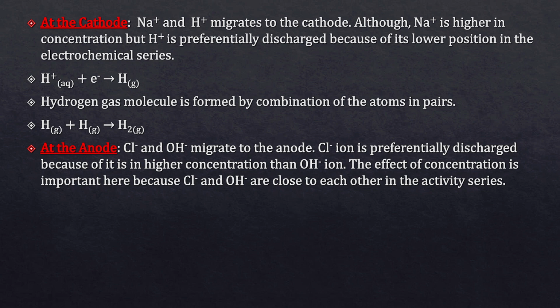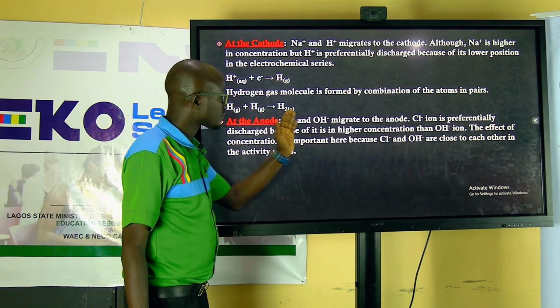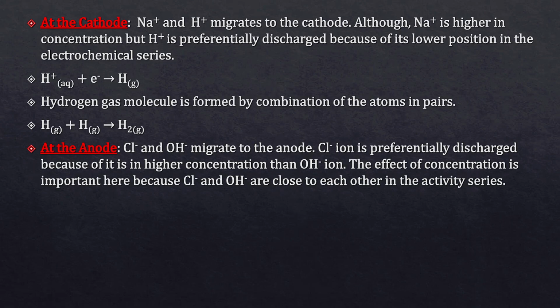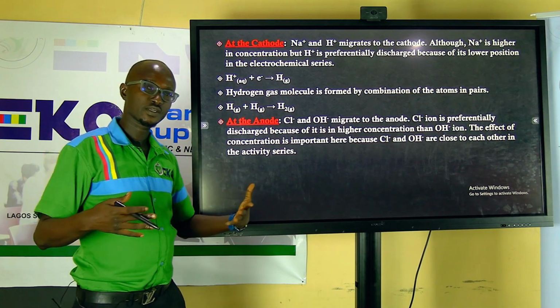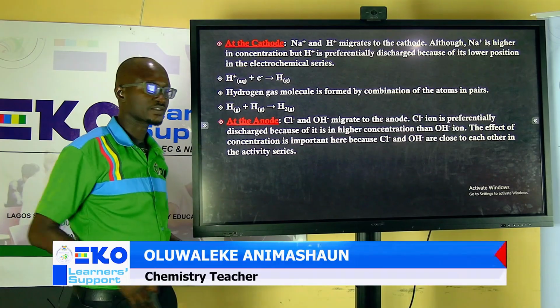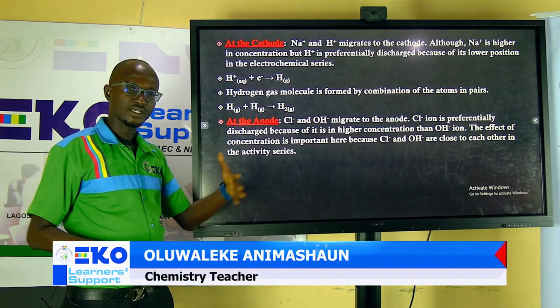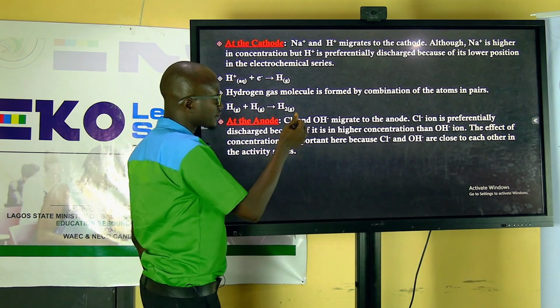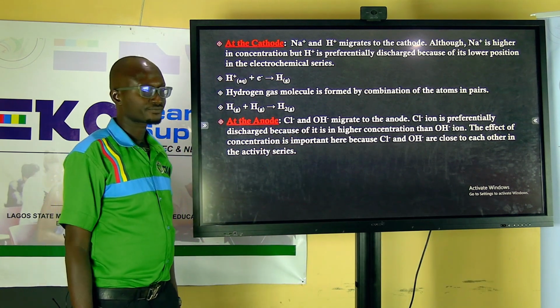At the anode, Cl- and OH- migrate to the anode. If Cl- and OH- migrate to the anode, what happens? They will compete to be discharged. Now, it is meant to be OH- that is discharged. But Cl- is greater in concentration. Not only greater in concentration, it is also close in proximity to OH- in the electrochemical series. So they are very close to each other. So that is the reason why Cl- will be discharged.